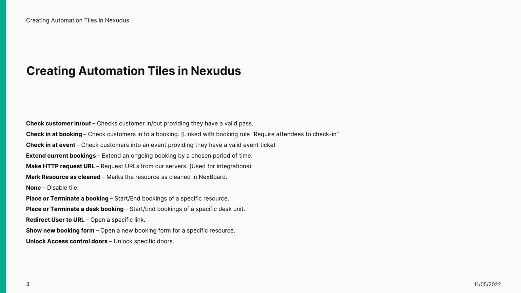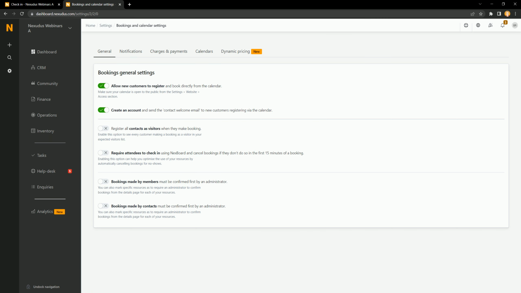Place or terminate a booking. This action can be used to start and stop a booking. For example, you could have this tile displayed within a conference room for customers to scan when they wish to start a booking, and then scan again when they wish to end the same booking. Whenever the tile action relates to a specific booking, you will be required to enter the resource ID.